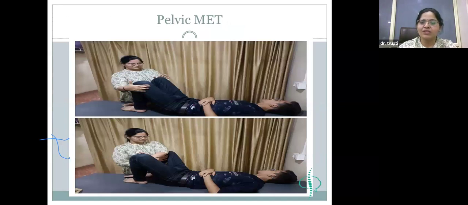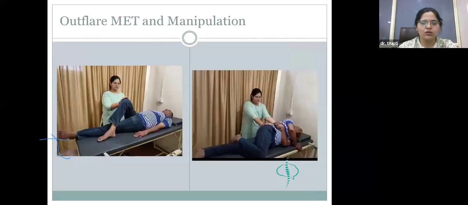This is pelvic MET. This is known as shotgun method. In this, we are doing a pubic correction. So now I'll be demonstrating all these techniques.